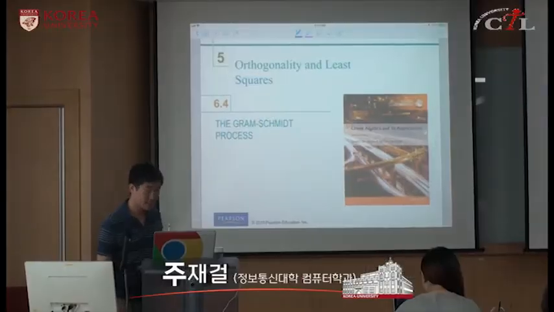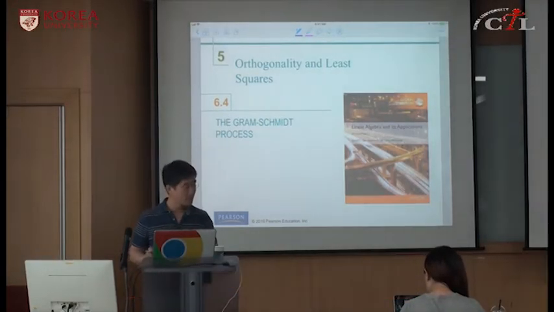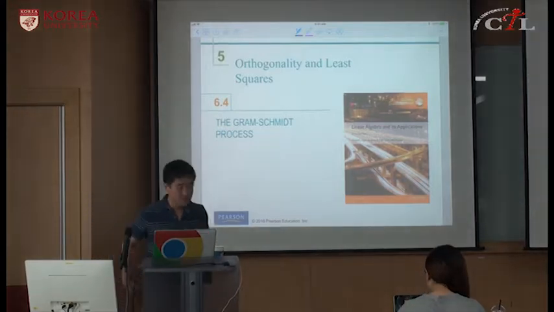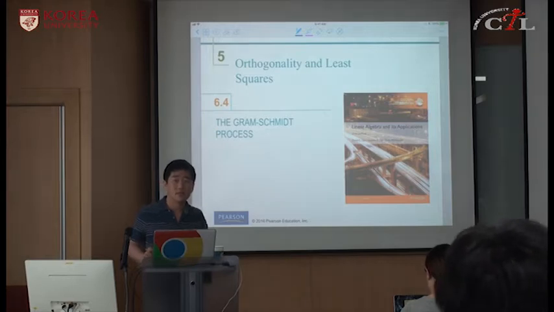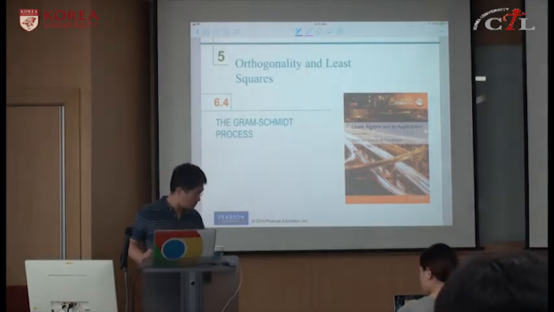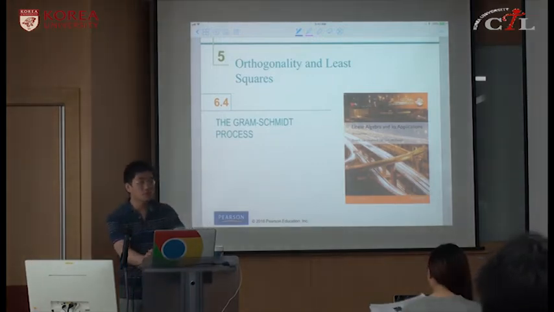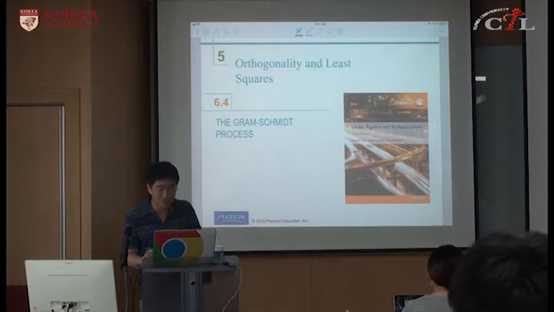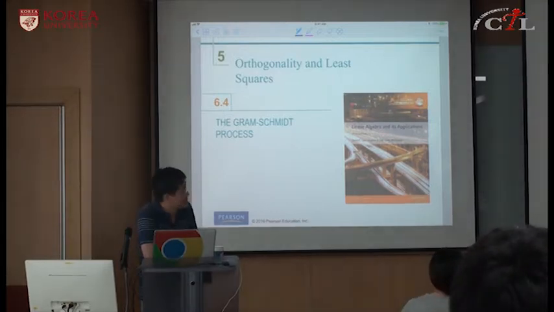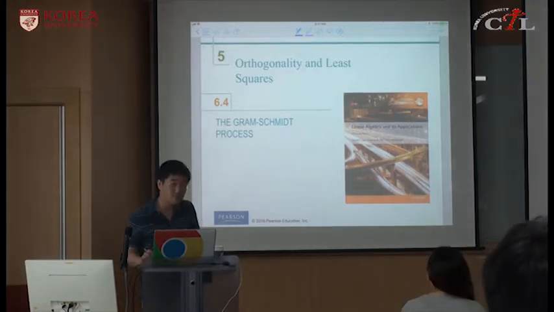Let's start. So today we continue the orthogonality and also the set of orthonormal or orthogonal vectors, and also the main topic of today's lecture is this Gram-Schmidt process.